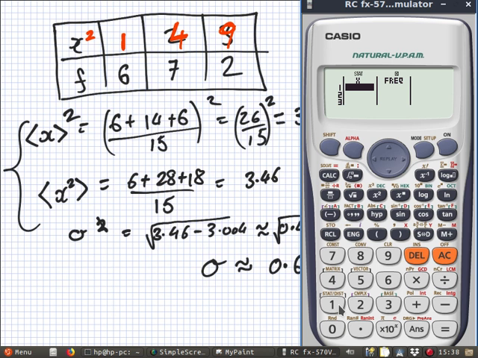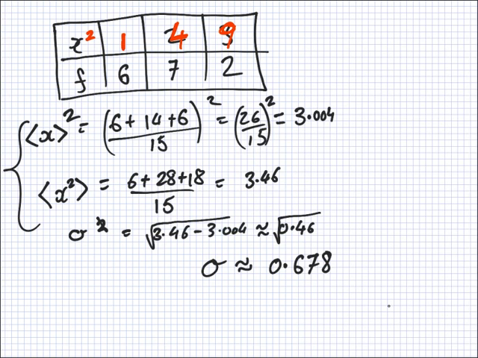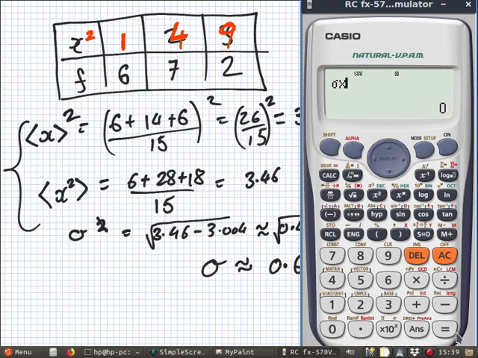Right, so let's put in the x's. So our x's were 1, 2, 3. And the frequency, 6, 7, 2. And let's clear this. Shift, statistics, variance, and standard deviation. So hopefully I get 0.678 or something close to this.